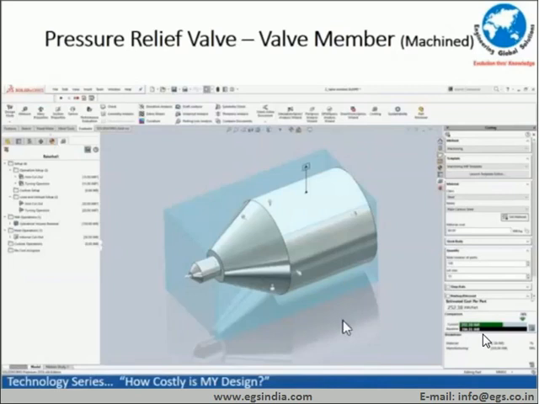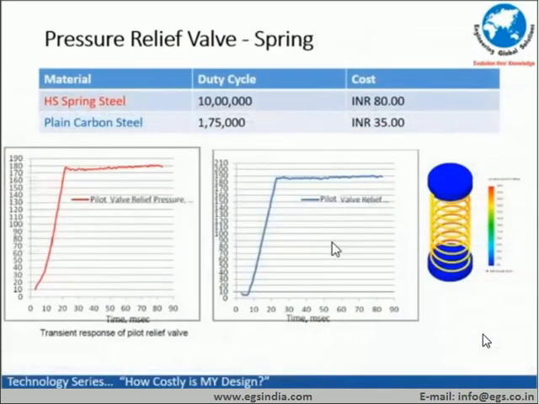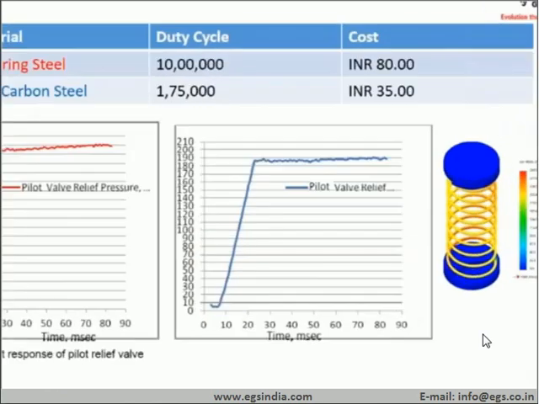Next, if you look at the bought-out components, for example, the spring, which is going to be used in the system, you could have a high strength spring steel material, or you could have a plain carbon steel. Necessarily, one would have 1,000,000 cycles as a duty cycle, the other one would be 175,000 cycles, as given by your design validation in your finite element approach.